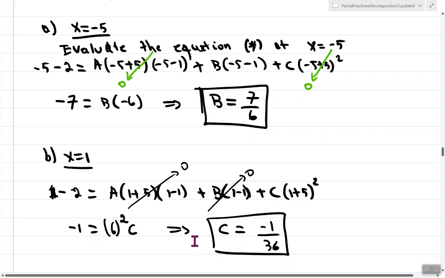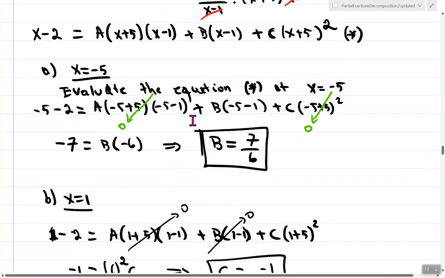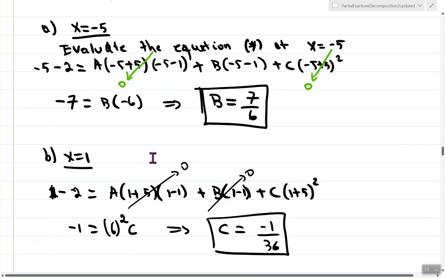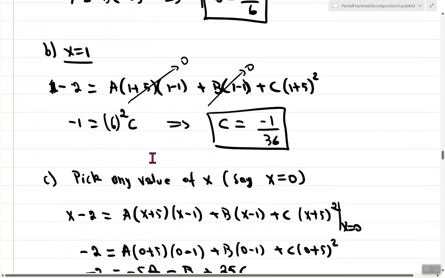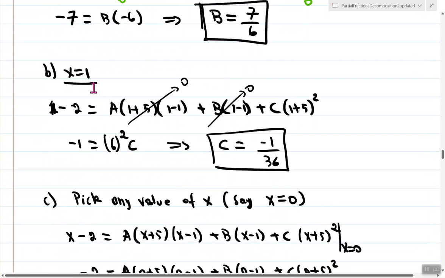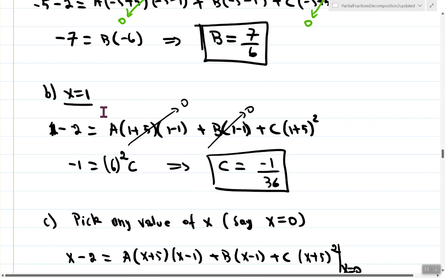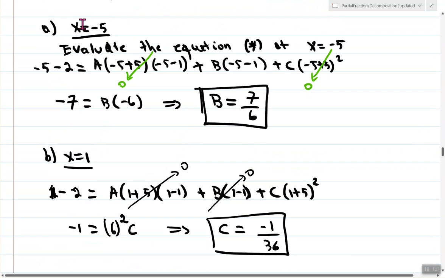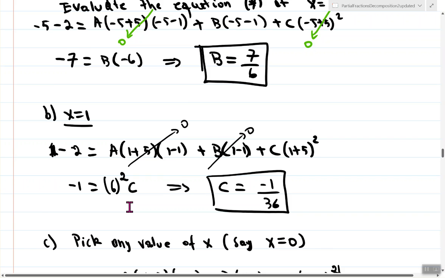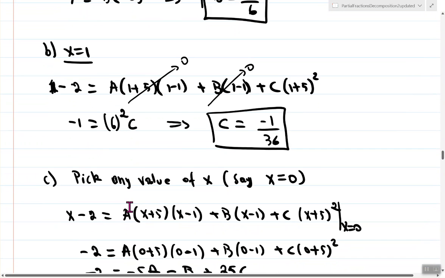We didn't get a yet, but there's no other factor where we can retrieve its zero. So we're done with the zeros, but we still have a left. We didn't find a. So that's when the choice will be yours. You can pick any value of x that is not the zeros. So that is not 1, and that is not negative 5, because we already used negative 5 for x and 1 for x. So you can pick any values of x different from 1 and negative 5.